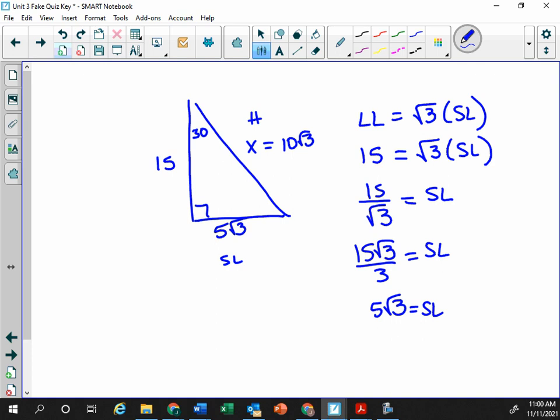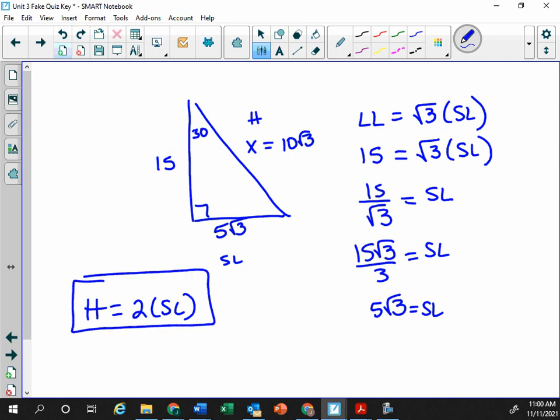Other questions, guys? It's always hypotenuse is 2 times short leg. So these are kind of the two equations you need for a 30-60-90 triangle. Anything else, guys?